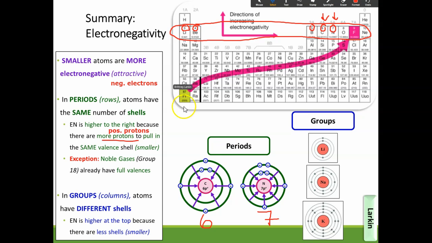Okay, now the exception here is noble gases, which are group 18 all the way over here on the right.